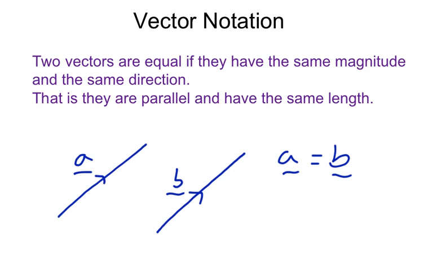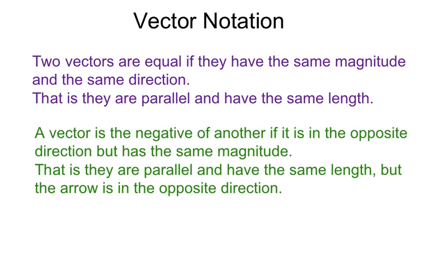The opposite is if they are negative of each other. So one vector is the negative of another if it is in the opposite direction but has the same magnitude. So they are parallel, have the same length, but the arrow is in the opposite direction. For example, if we had AB, call that one a, and we had a parallel line, the same length but in the opposite direction, which was CD, that one would be negative a, because it's in the opposite direction, even though the line segment is the same.